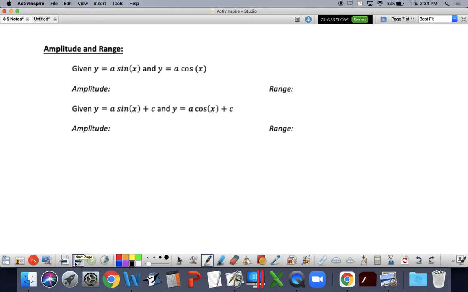So I know this goes on to the next page in your notes. When we just have A times sine of x or A times cosine of x, my amplitude is always just A, and my range is very easy to figure out. It's just -A to +A.